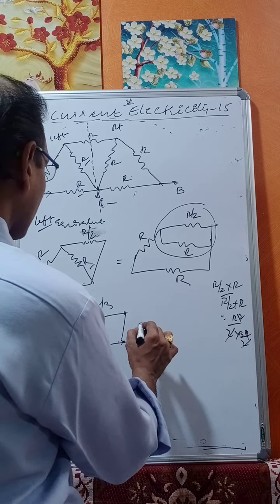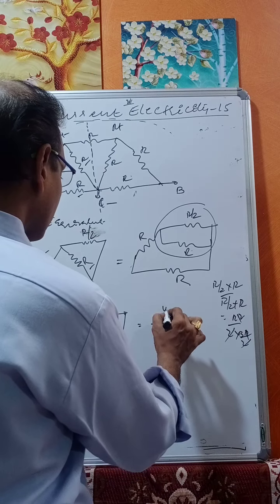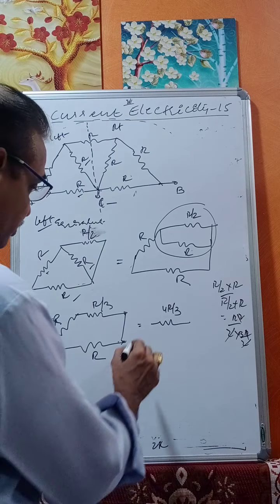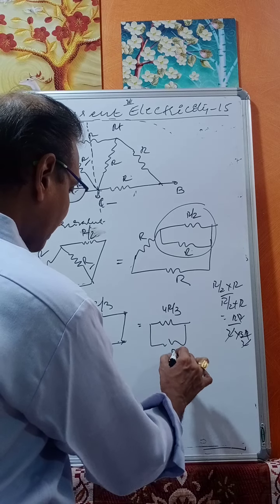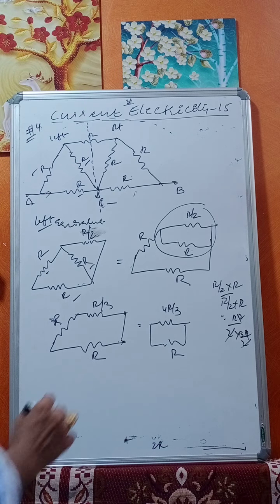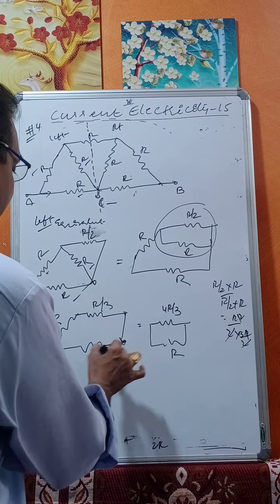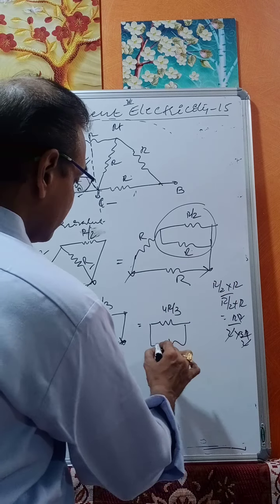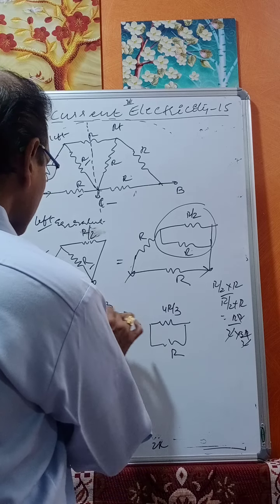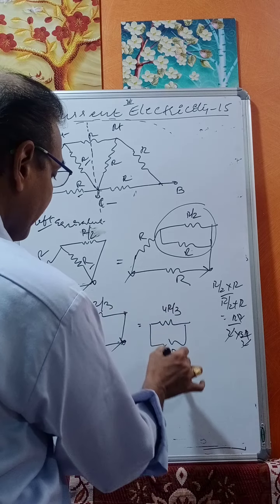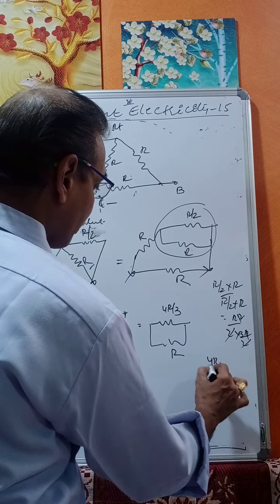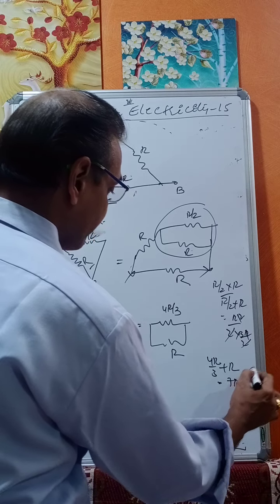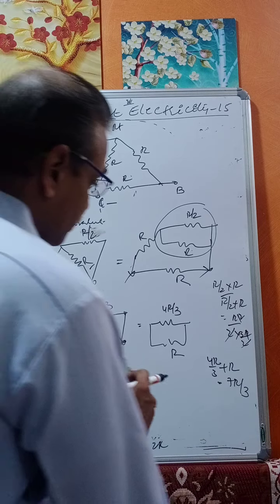What is R plus R by 3? It is 4R by 3. Now 4R by 3 in parallel with R. So what is 4R by 3 in parallel with R? This is R plus R by 3, equal to 4R by 3. In parallel with R is 4R by 3 plus R, which is 7R by 3. Sorry, in parallel with R.